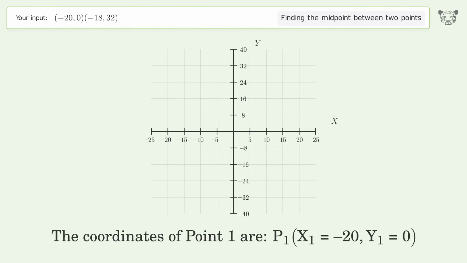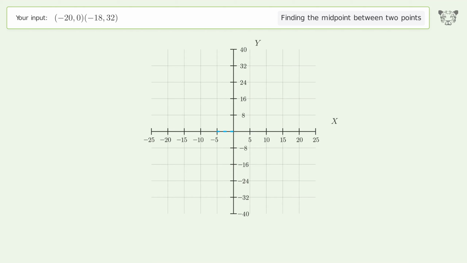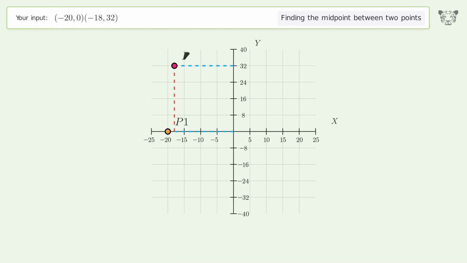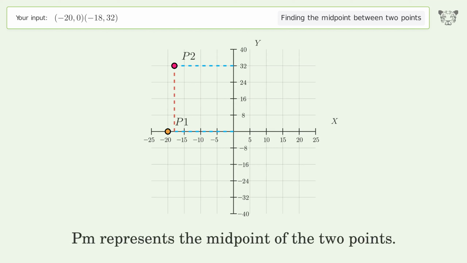The coordinates of point 1 are x1 equals negative 20, y1 equals 0. The coordinates of point 2 are x2 equals negative 18, y2 equals 32. PM represents the midpoint of the 2 points.